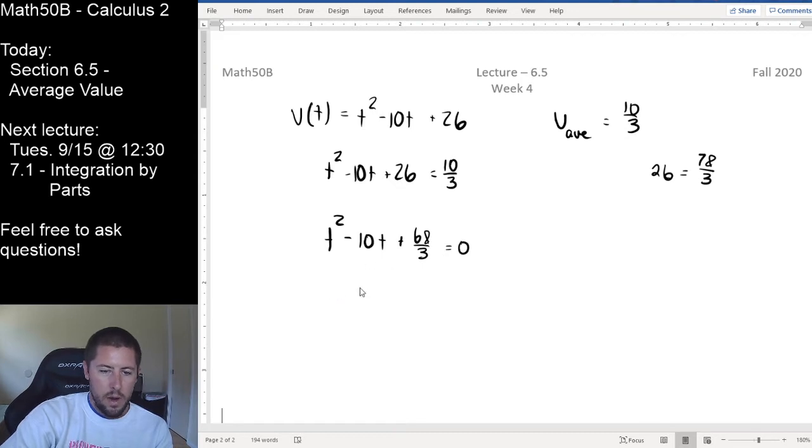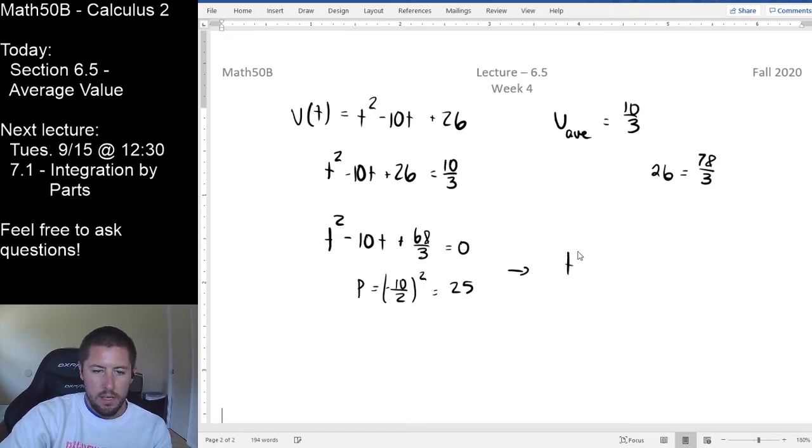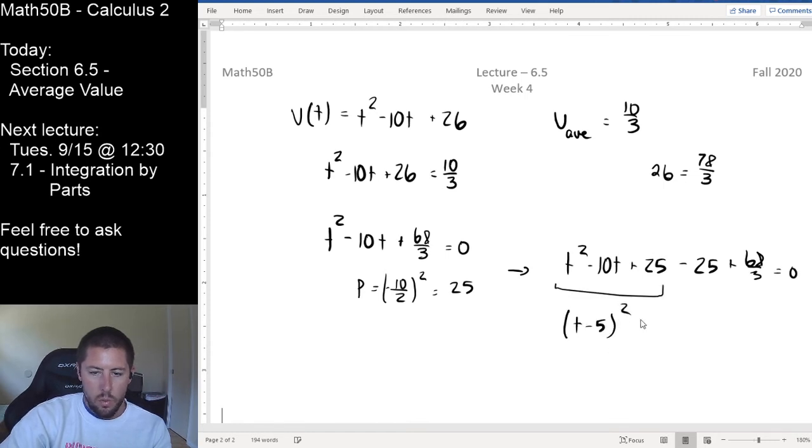If I were to complete the square here, we really wanted 25 on the end there. So that tells me t squared minus 10t plus 25 minus 25 plus 68 thirds equals 0. Those terms are going to give me (t minus 5) squared. The second grouping of terms is actually 75 over 3, so that's negative 75 thirds, positive 68 thirds, which gives me minus 7 thirds equals 0.